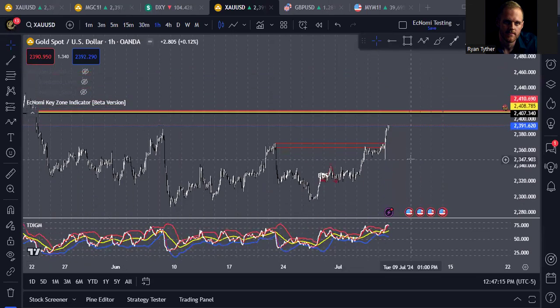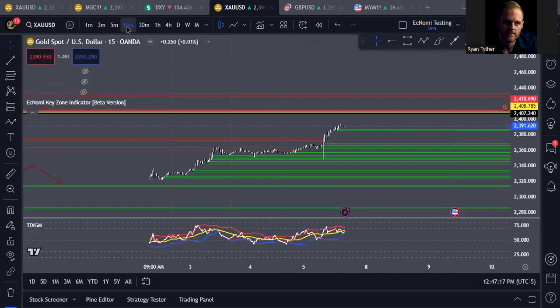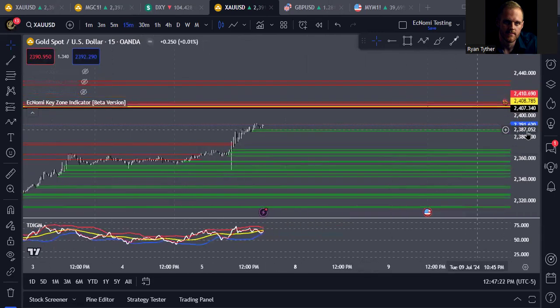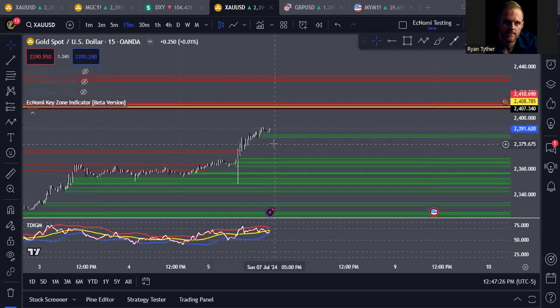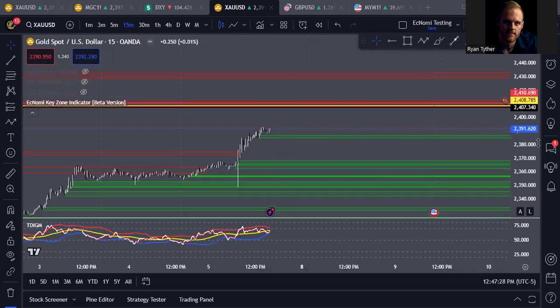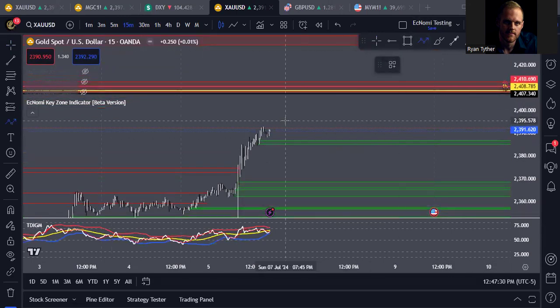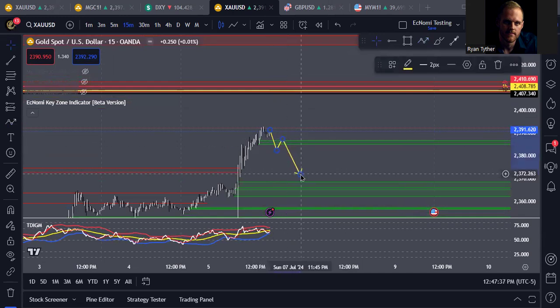So right now, we have the 15-minute here. There's a lot more demand, so we're most likely bullish. That's the only thing you really want to be looking for: bullish moves. You don't want to be trading against it until we get changes of character, until we start seeing demands being broken. Then you can conclude that price is going to start reversing.